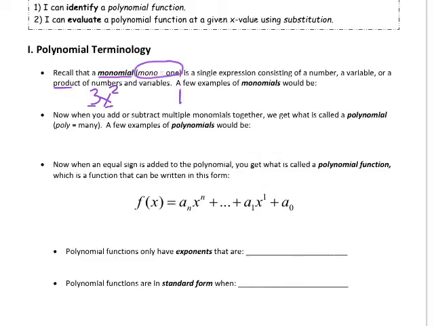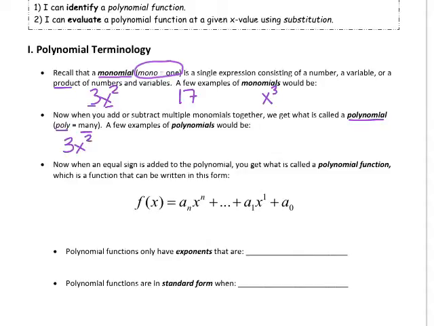And then sometimes you can see a monomial as just a single number, like 17. Or you could see something that looks like this, x to the third. So those are all separate examples of monomials. And when you add or subtract multiple monomials together, it's what you call a polynomial. And so poly means many. And a few examples of that would just look like this.